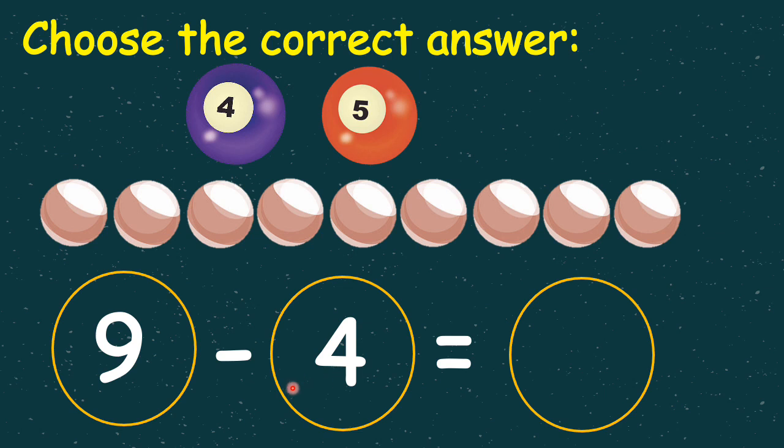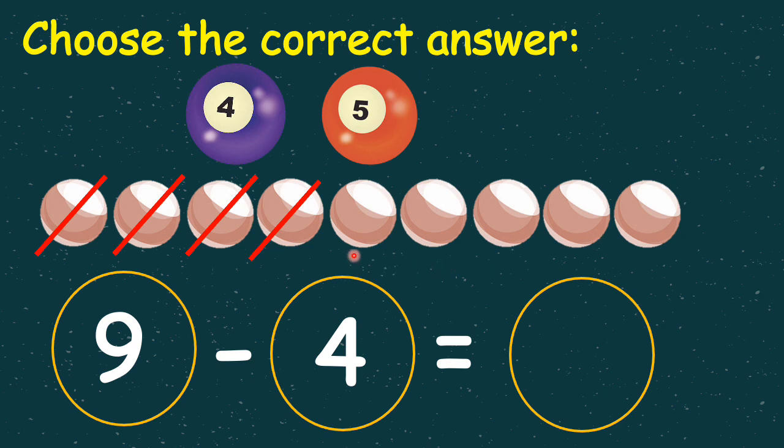How many balls do you have to subtract? The second circle gives you the number 4. This shows that you need to strike off 4 balls out of the 9 balls here. So how do you strike it off? By crossing lines. So how many should we cross? 4. So 1, 2, 3, 4. So we have crossed or struck off 4 balls of 9 balls.